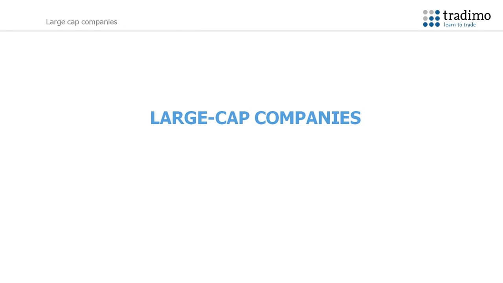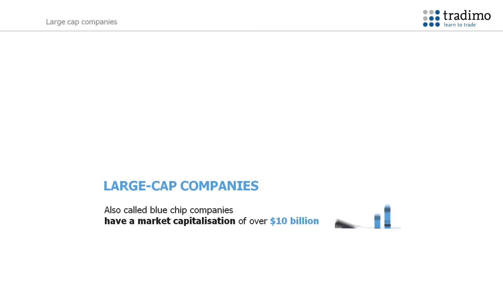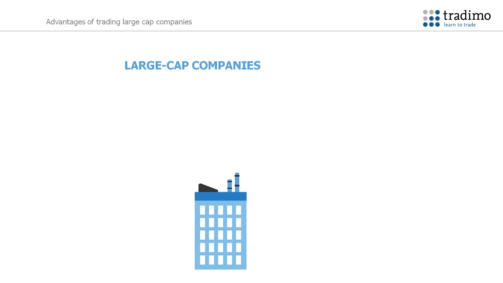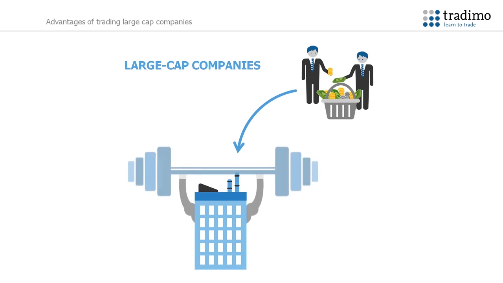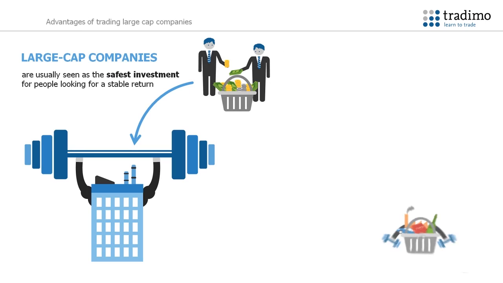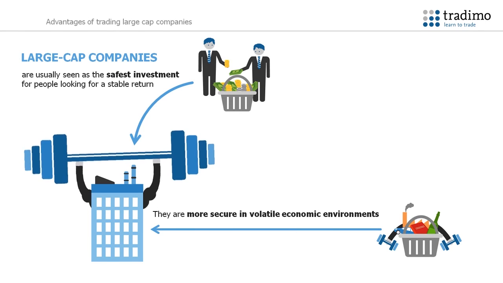Let us now look at the third group that companies can be placed into. Large cap companies, also known as blue chip companies, are the big guys, with a market capitalization of over $10 billion. Due to their large size and greater access to funding and cash flow, large cap companies are generally seen as the safest investment for people looking for a stable return, as they pay dividends more consistently than the small or mid-cap companies. These companies are also more secure in volatile economic environments.